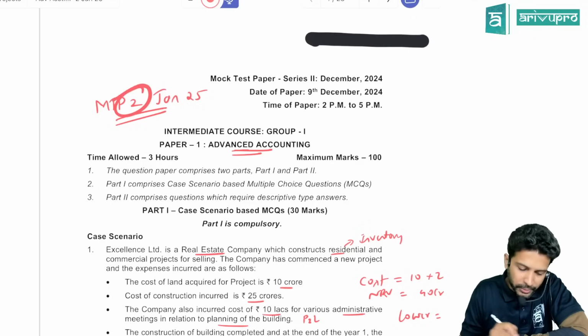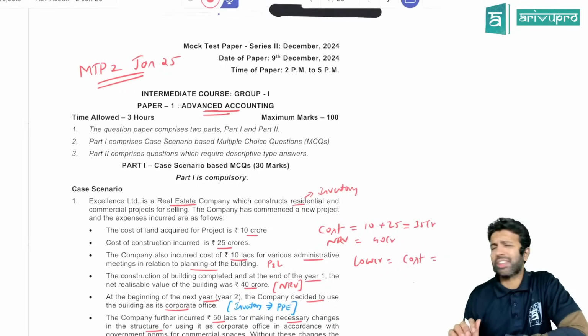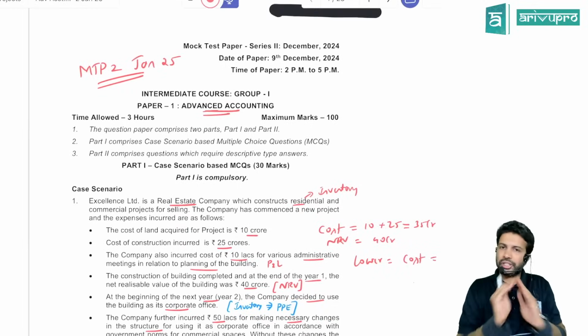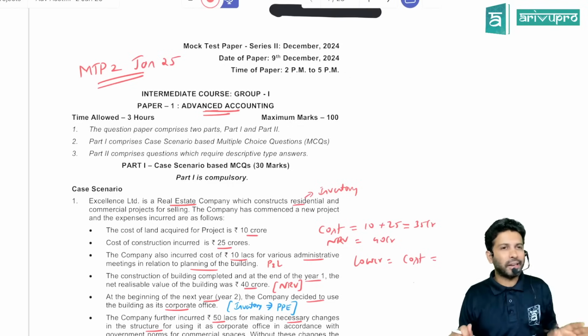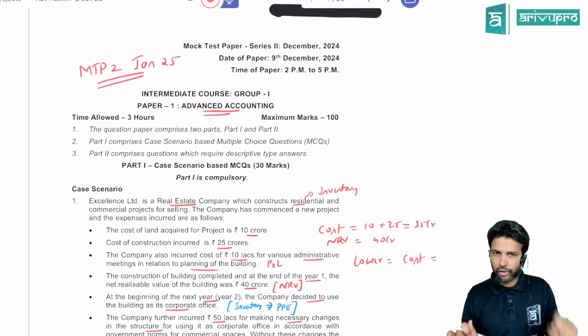We'll start with MTP 2 relating to January 2025 attempt. Overall pretty straightforward MTP. Majority of the questions are from our ICA material and RTPs itself, but one or two new questions have been framed. We will run through.